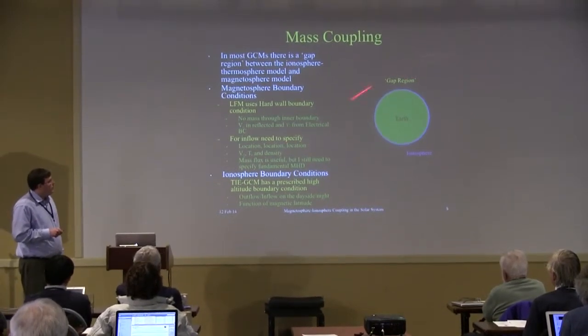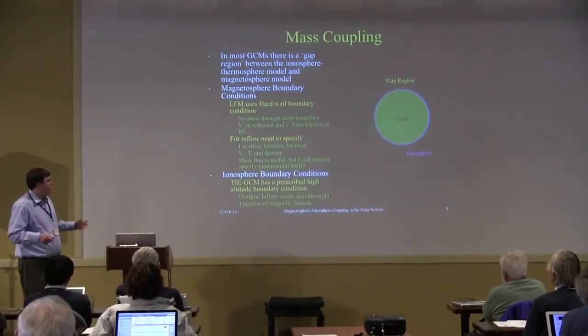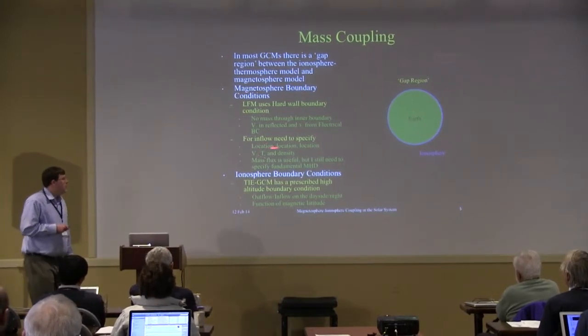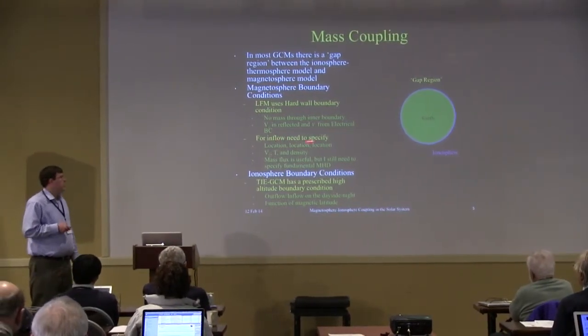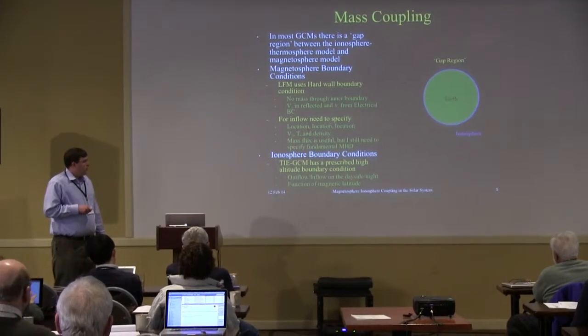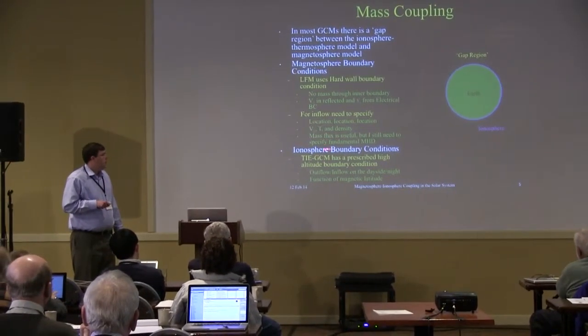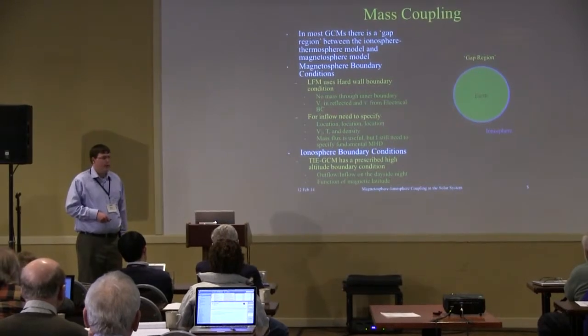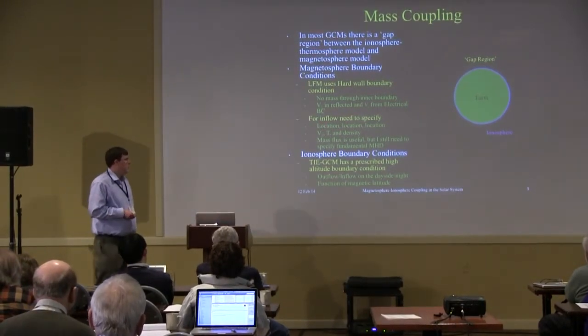To put an outflow in, which is an inflow into the magnetosphere region, you need to specify the location of that outflow, and the location matters quite a bit, and I'll come back to that point. Knowing the mass flux is useful, but that's not enough. You need to specify all of the MHD variables, so parallel velocity, temperature, and so forth.